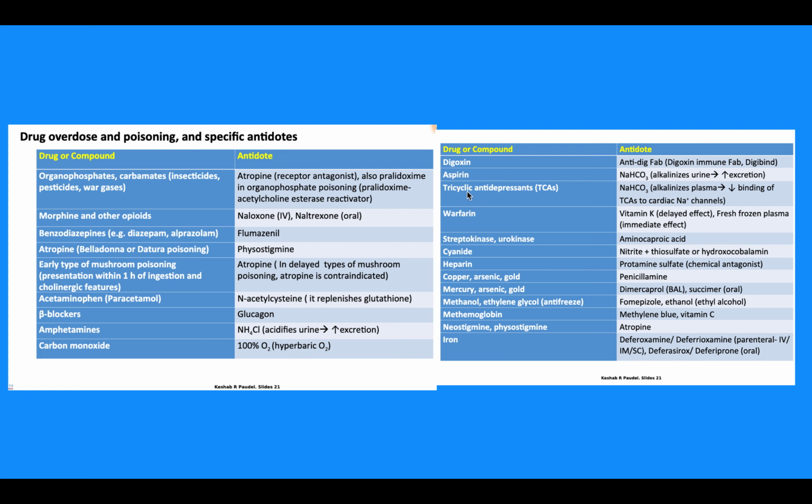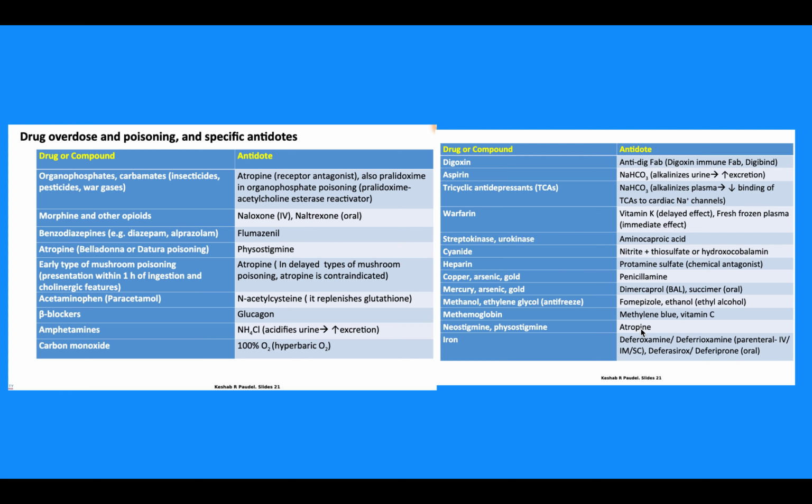And the same with tricyclic antidepressants, you want to give sodium bicarb. Warfarin, you want to give vitamin K and fresh frozen plasma together. Copper, arsenic, gold, or heavy metals, you give penicillamine. Mercury, you give dimercaprol, so BAL, and succimer, either or. Dimercaprol is given IM or IV.